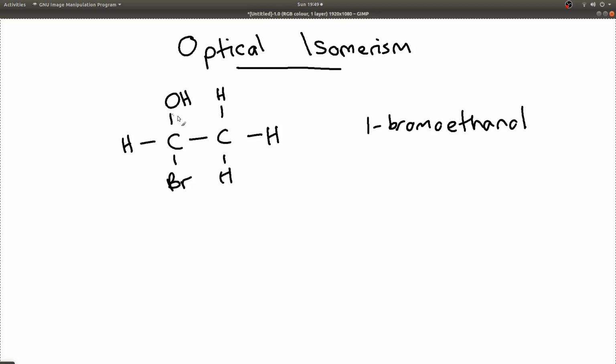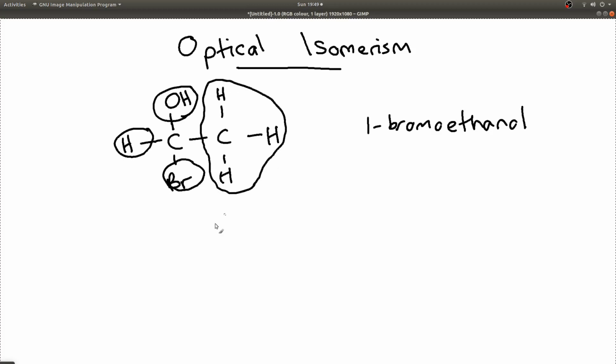How do I know that? Well, the reason is this carbon here has got 4 different groups attached to it. So if you've got an organic molecule and you want to know whether or not it's going to show optical isomerism, just look at one of the carbons. This carbon, obviously it's got 3 hydrogens attached to it, but this carbon has got 4 different groups. If I ring them, it's got a hydrogen group attached there, it's got a bromine group attached there, it's got an OH group attached there, and here it's got a CH3 group attached.